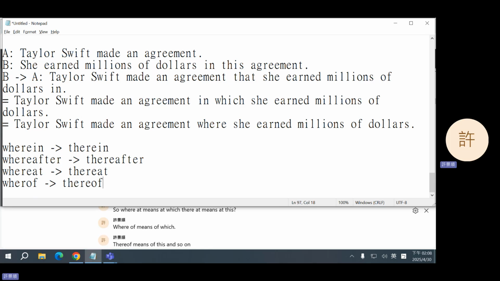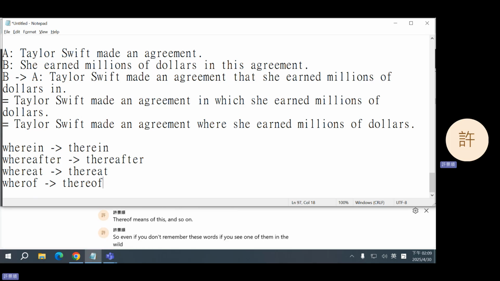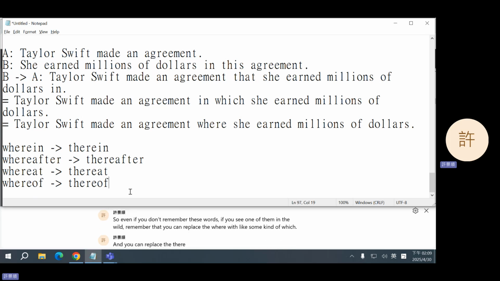So even if you don't remember these words, if you see one of them in the wild, remember that you can replace the where with some kind of which, and you can replace the there with some kind of this or that.